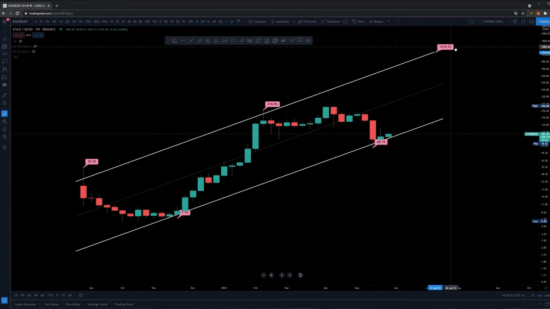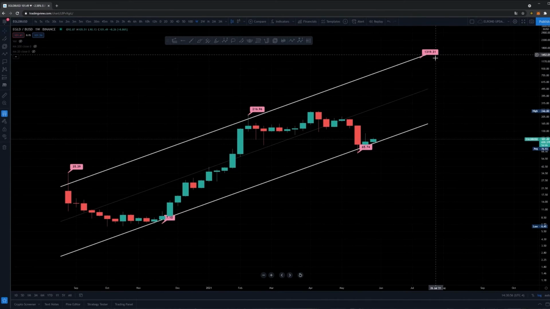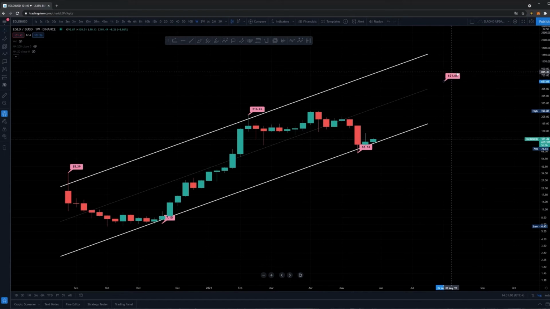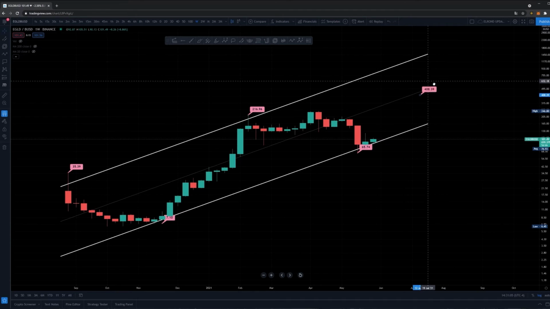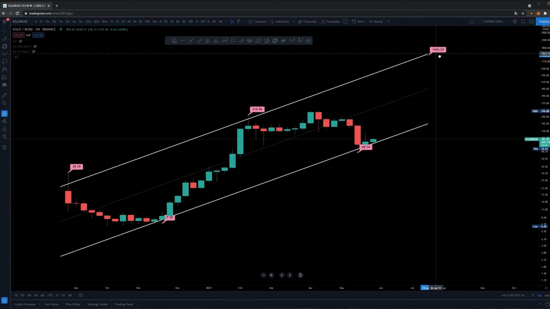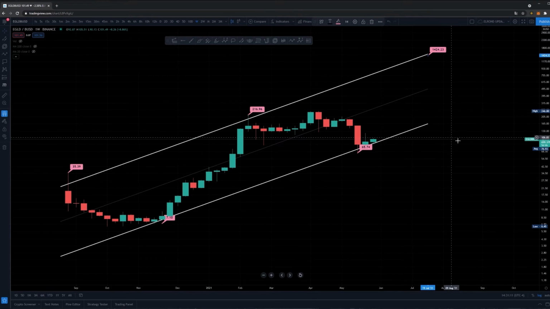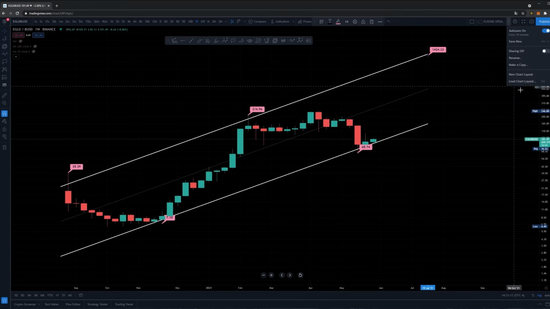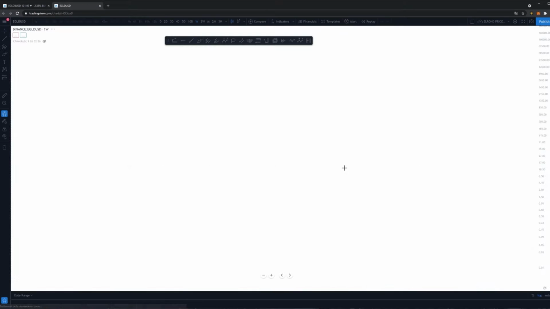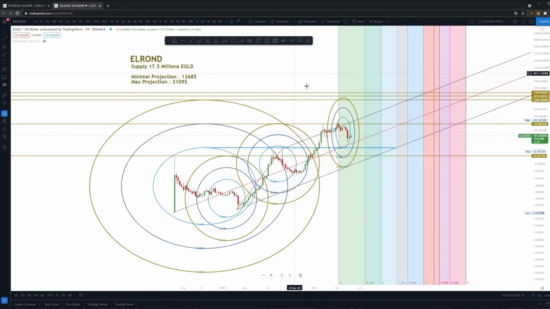Also, I'm leaving this here to show you where our next potential target is if we want to rise in the future. Also, it is possible that we rise and that we are going to be stopped by the midline of the logarithmic channel, but it's too early to call right now. Also, I'm gonna show you the Elrond projection with the circle fibs.